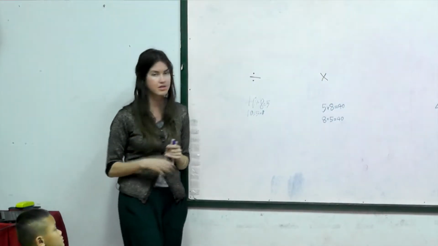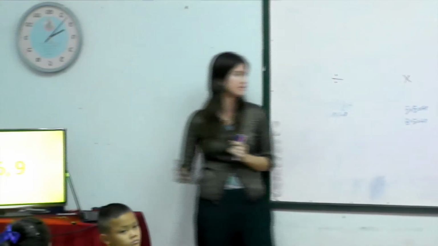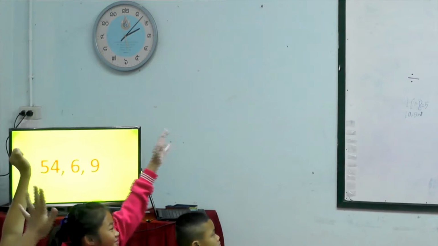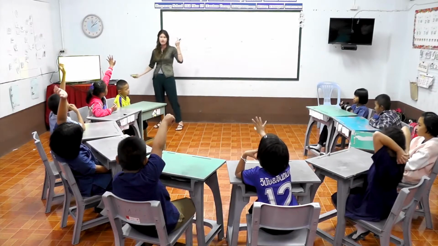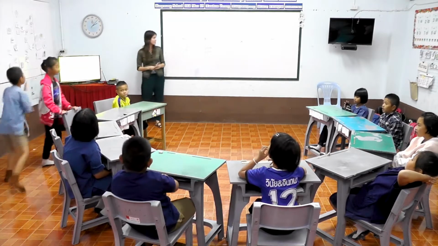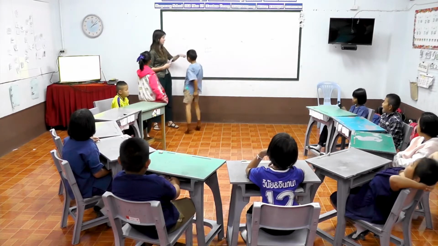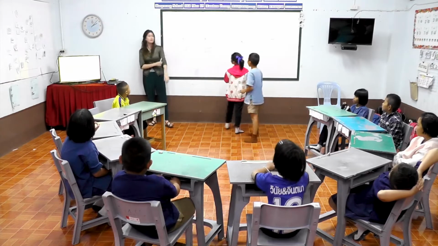Okay, what numbers do we have now? 54, 6, and 9. Who wants to come up and do it? Okay, come on up. Division, okay, here you go. Your times, okay, go over there.